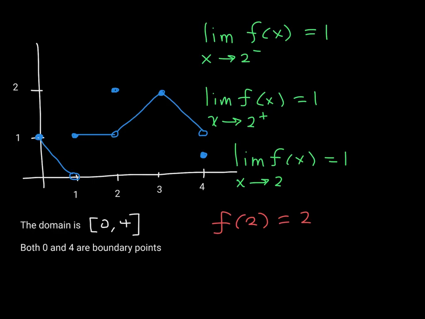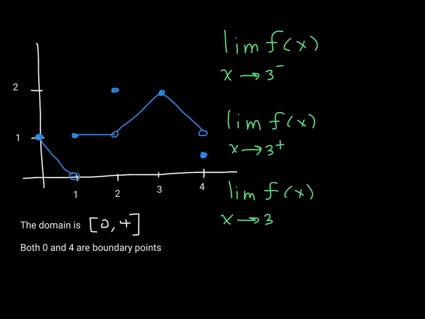Okay, let's go to a new interior point. Let's go to x equal to 3. Keep in mind that 3 is an interior point. It's not a boundary point or an endpoint. So the limit of our function as x approaches 3 from the left: x values are approaching 3 from the left, and your function values are approaching 2. The limit as x approaches 3 from the right: x values are approaching 3 from the right, and your function values are approaching 2.